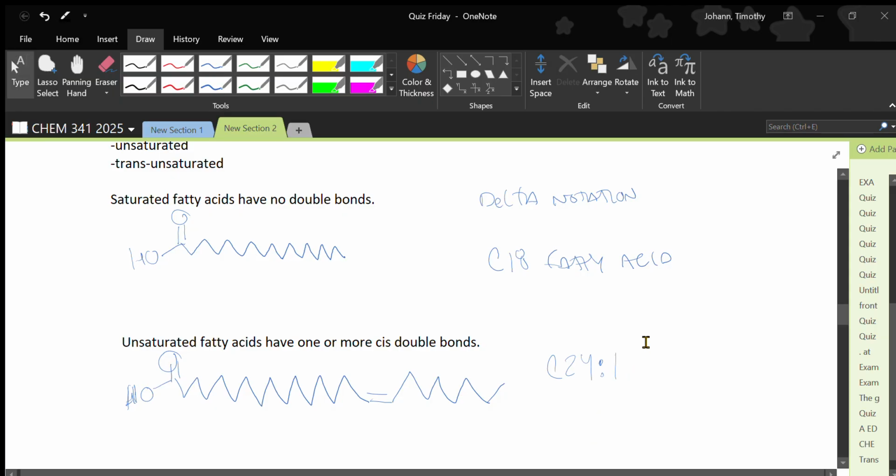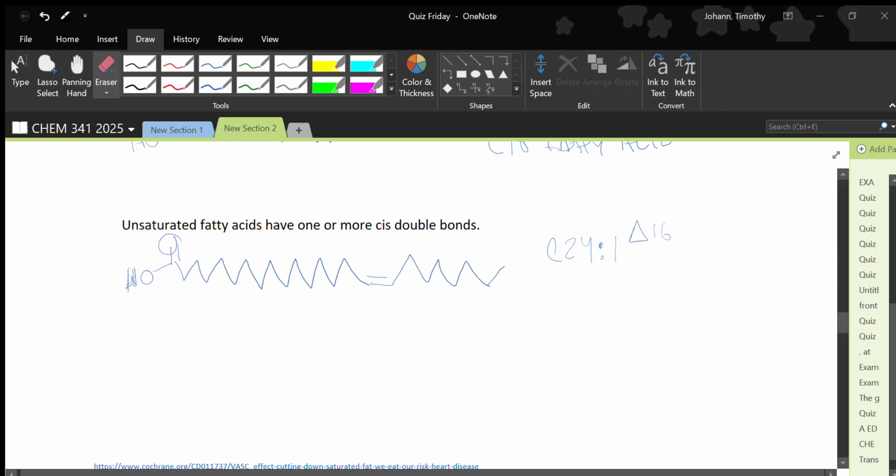Okay, and then we put a delta because we need to say where that double bond is. And that double bond is, I'm going to go 2, 4, 6, 8, 10, 12, 14, 15, 16 is where it starts. Delta 16. And this is just an easier way of writing this. We're not, like I said, even going to worry about the common names in here. Not going to bother learning any of them.